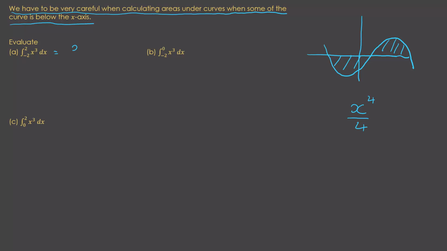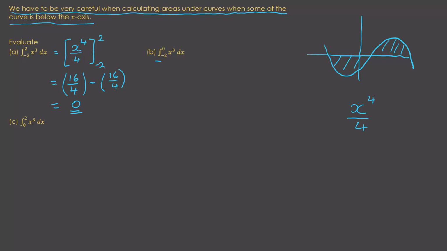So for this first one, we have x to the 4 over 4, evaluated from -2 to 2. Using the top limit, that's going to be 2 to the 4, which is 16 divided by 4. Take away -2 to the 4, which is also 16. So this is actually 4 take away 4, which is 0.